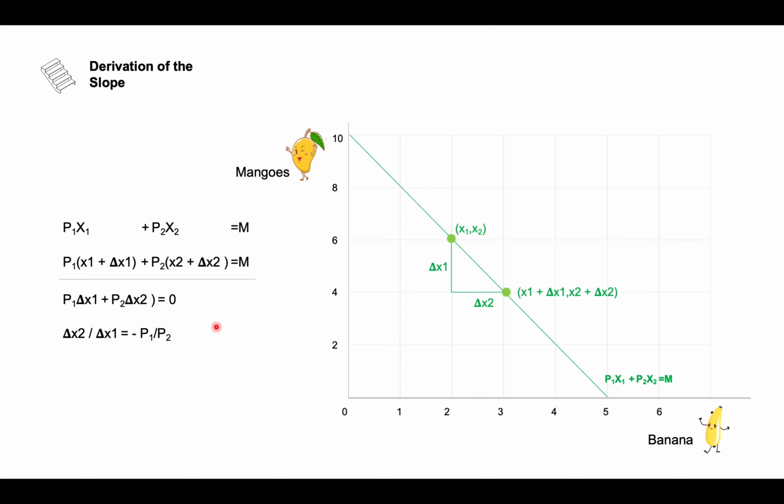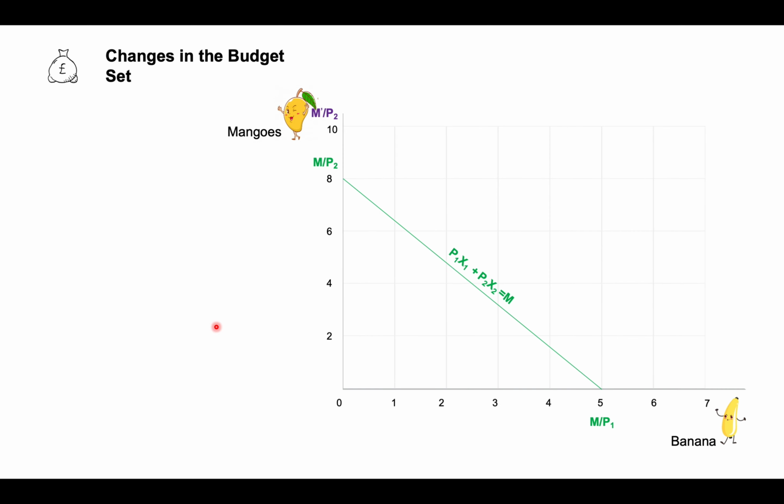P1 by P2. So that is what is slope. That's what we previously discussed, and this is from the equation. And now let's discuss the changes in the budget set. What do you mean by changes in the budget set?